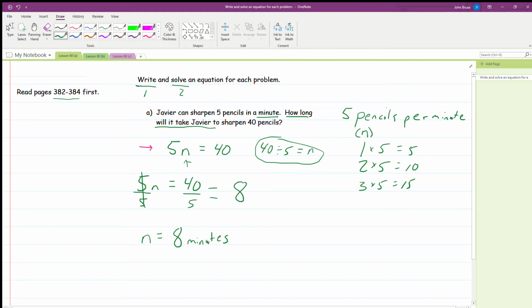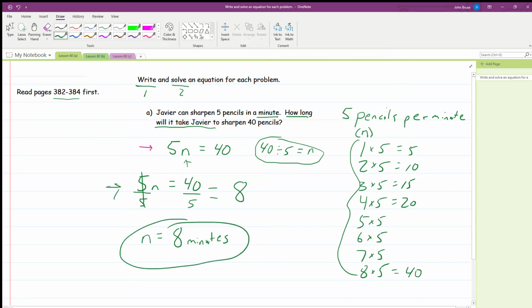And we could have kept making our table here. We could have done 4 times 5 is 20, 5 times 5, 6 times 5, 7 times 5, and 8 times 5. And that would have given us the answer too. But this is a lot more work. We don't want to do that. So we're going to use our number families. We can use our number families by switching those around, or we can just solve it algebraically like we did here. Our answer is n equals 8 minutes.